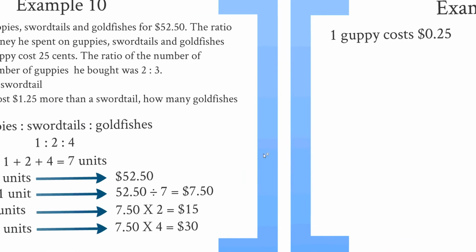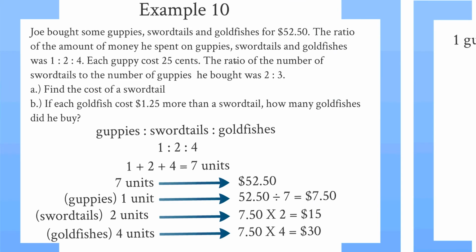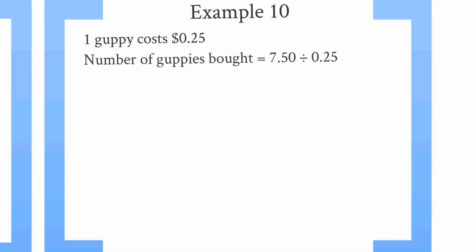Then we note that 1 guppy costs 25 cents because this is given in the question. So 1 guppy here cost 25 cents. And we know that he spent a total of $7.50 on all the guppies. So if we take $7.50 and divide it by 25 cents, we will get the number of guppies he bought. So the number of guppies bought equal $7.50 divided by 25 cents.